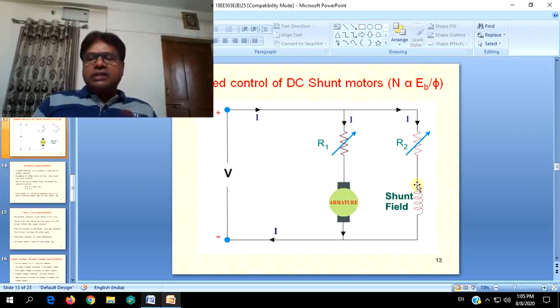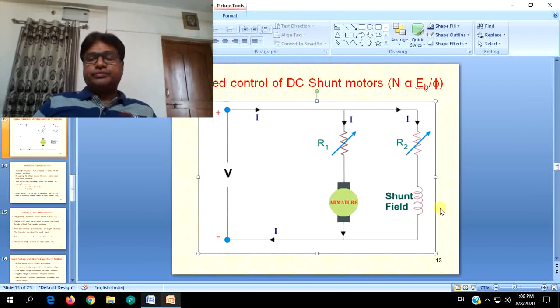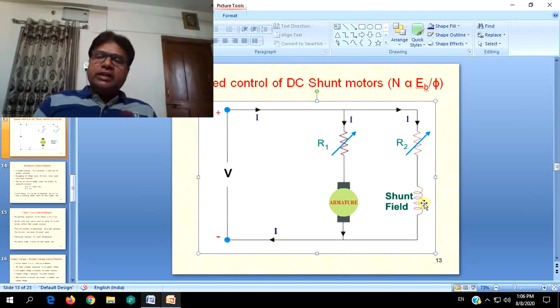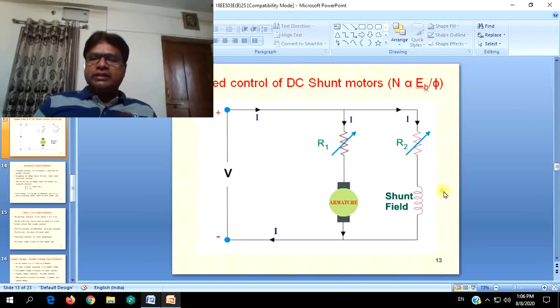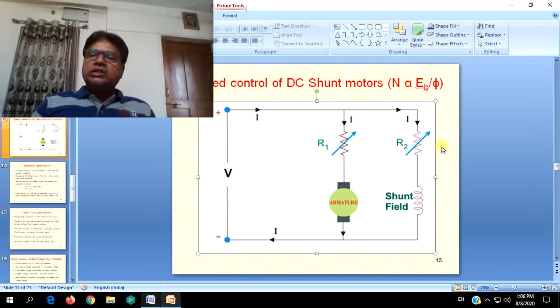So as the lesser field current is flowing, field flux, which is proportional to the field current, will decrease. So by increasing the field resistance, field current will decrease, and eventually field flux will decrease. And from the governing equation, speed is inversely proportional to the field flux, phi. So in this procedure, as field flux is decreased, speed will increase. So in this procedure, you can achieve speeds above the rated RPM only.